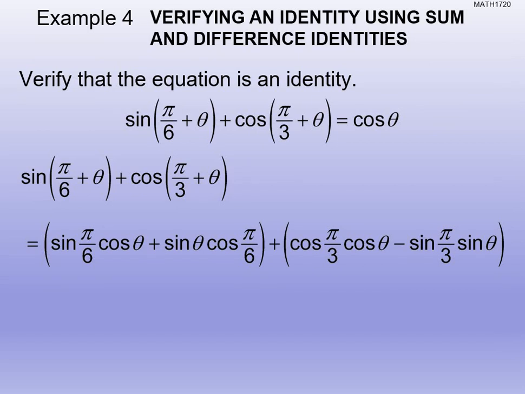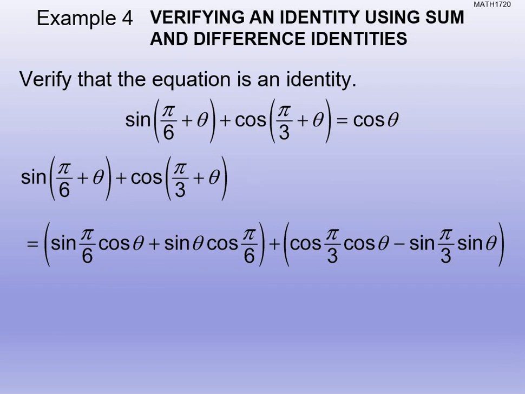The a's don't have to be the same. This is sine of a plus b. If we're looking at the first half of the equation, a is pi over 6, b is theta. Then if we look at the second part of the equation, pi over 3 is our new a, theta is our new b. So we need to apply the sine sum identity and the cosine sum identity here at the same time. When we do that, we end up getting sine of pi over 6 cosine of theta plus sine of theta cosine of pi over 6 plus cosine of pi over 3 cosine of theta minus sine of pi over 3 sine of theta.